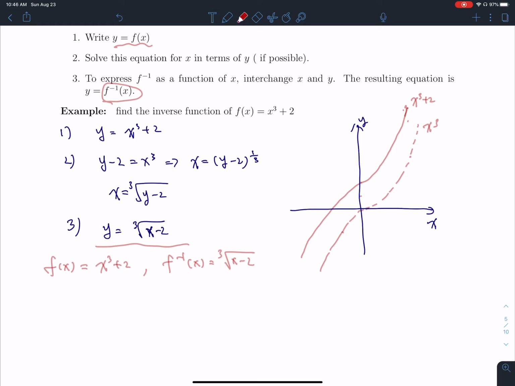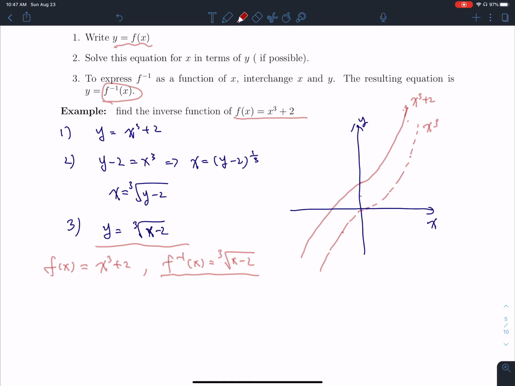Okay, let's continue our discussion of this inverse function business. Last time we did find the inverse function for f of x equals x cubed plus 2. And what we found is its inverse function is indeed the cubic root of x minus 2. We want to have a little bit more discussion about this function and its inverse.